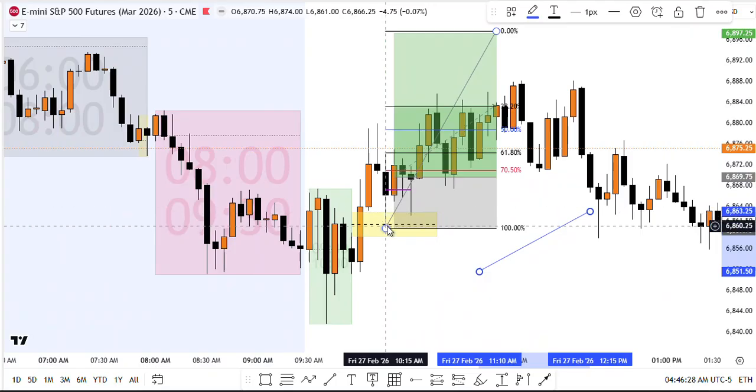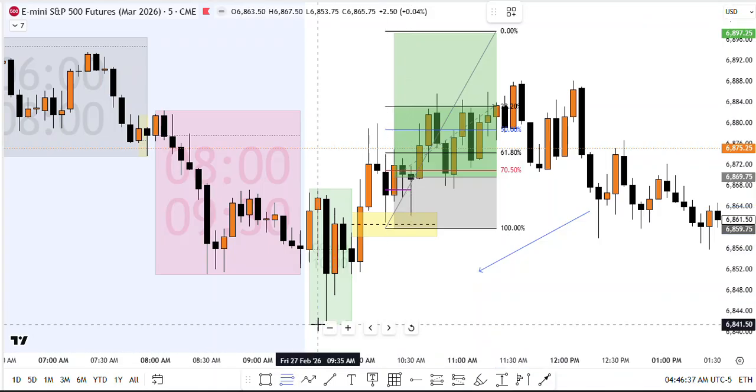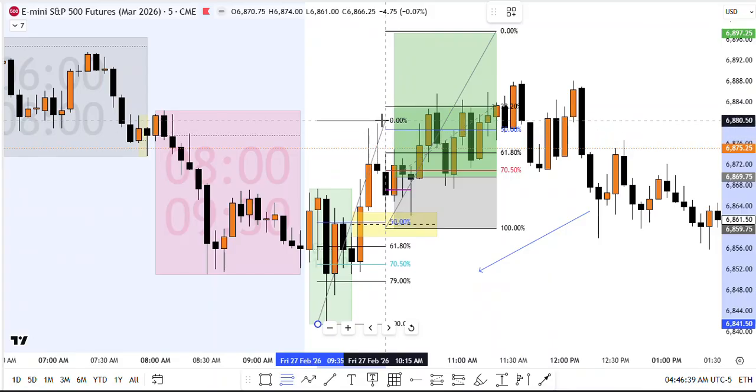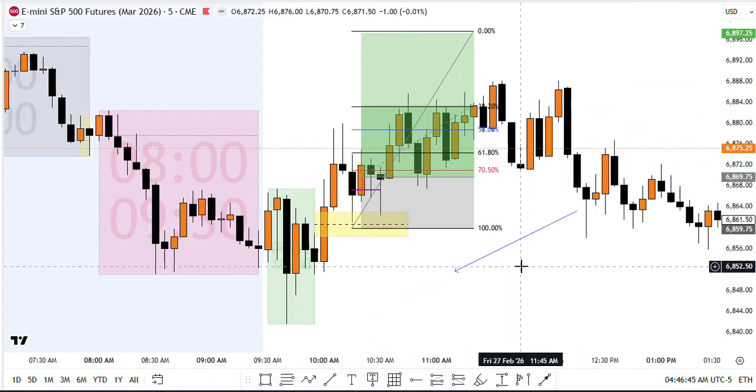Once we have that, we are looking for a rejection of that fair value gap. The final thing is the overlap, right? We just need a confluence. If I take my fib, you can see that overlaps with the 50. That's the model. So that's step one, step two, and step three.